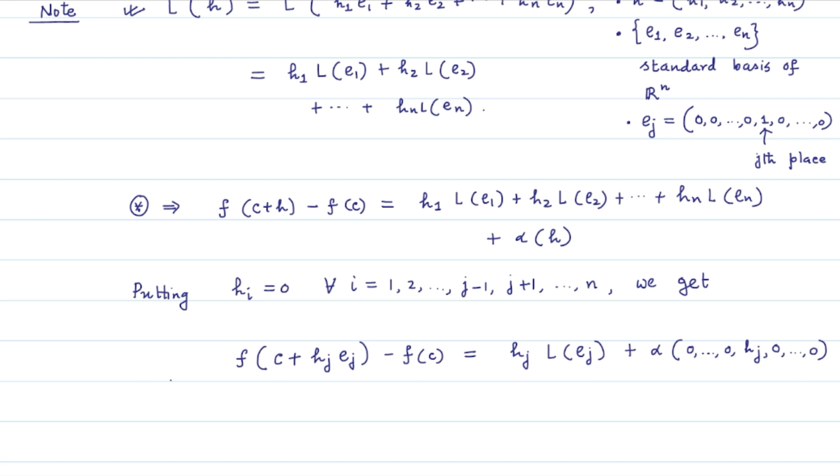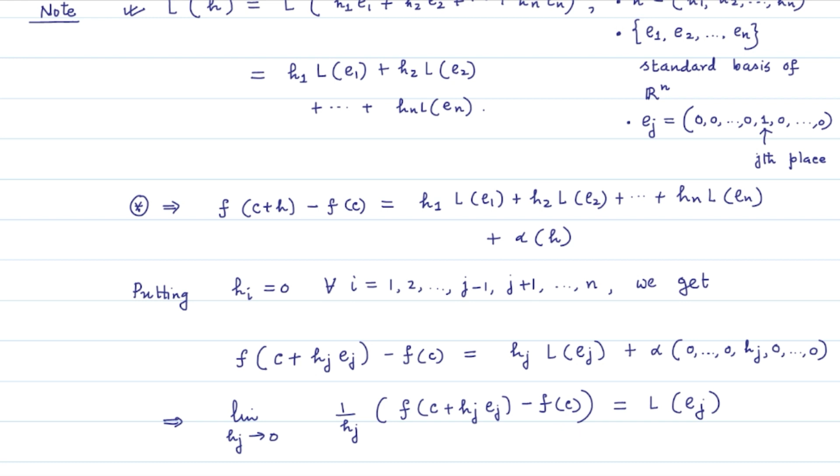Now divide on both the sides by aj when aj is not equal to 0, and then you take limit as aj tends to 0. You will find that this limit value is equal to L of ej, and therefore the limit in this left hand side expression exists and equals L of ej.